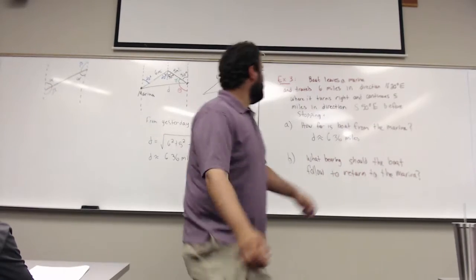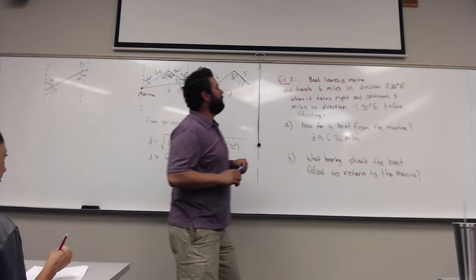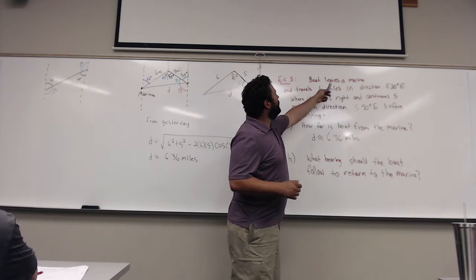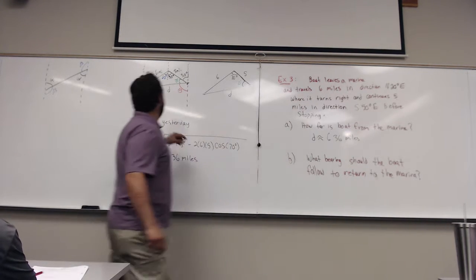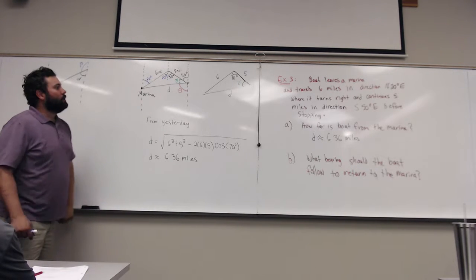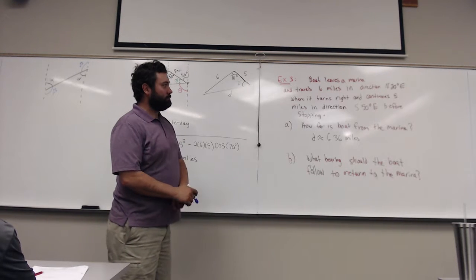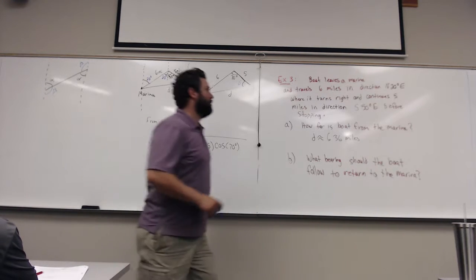Okay. So here was the situation yesterday. We started this problem. We didn't get to finish it. A boat leaves a marina. Okay, so in my picture here, I've just labeled a point. I've called that the marina. It says that first the boat is going to travel 6 miles in a direction north 20 degrees east.